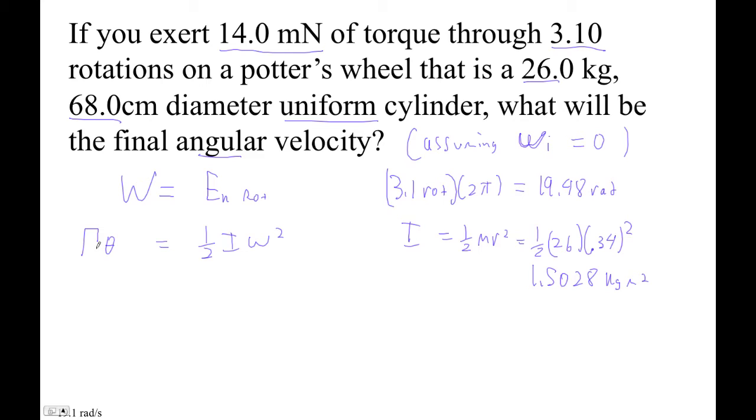Let's use work. Torque times angle is kinetic energy, right? So torque is 14 meter newtons times our angular displacement, 19.48 radians, is equal to 1/2 times 1.5028 times omega squared.